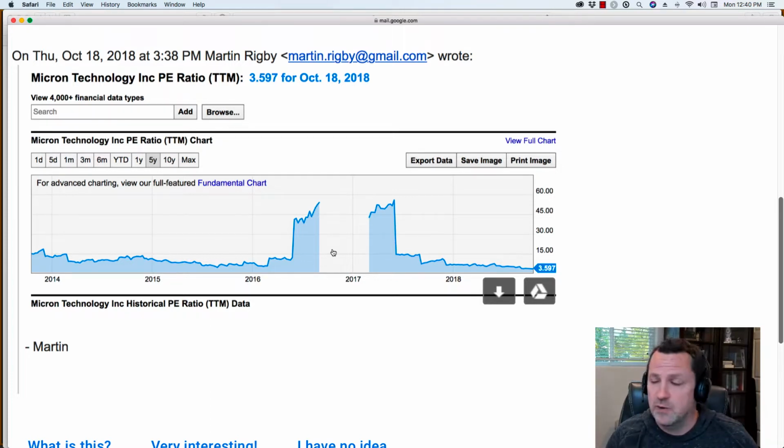So we got an email from Martin who had a question about some fundamental data he had found. He found this chart of Micron showing a trailing 12 month PE ratio over the last 5+ years or so. And there's a big old hole in the data in that chart. So the question was, well, what's up with that chart? What's up with that data?